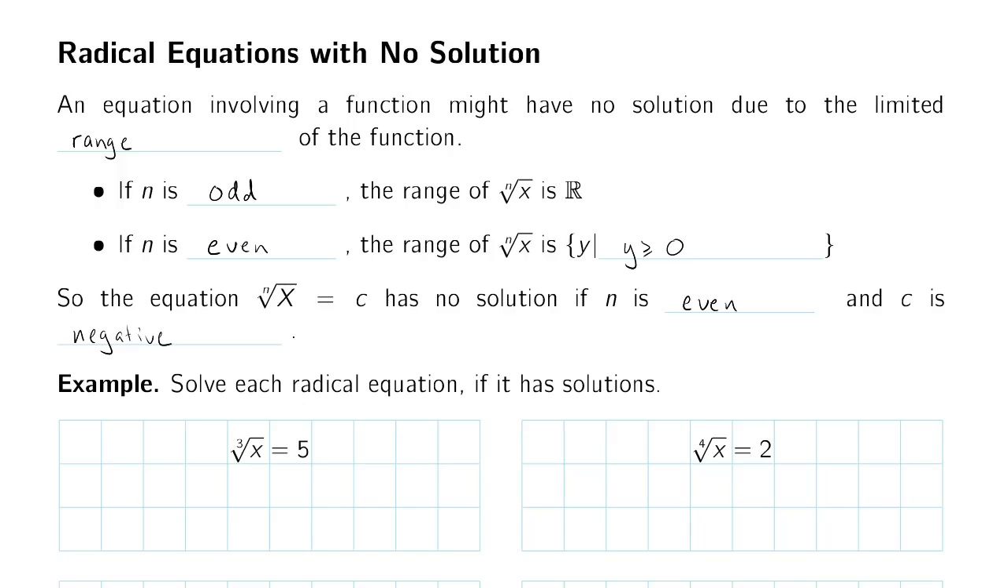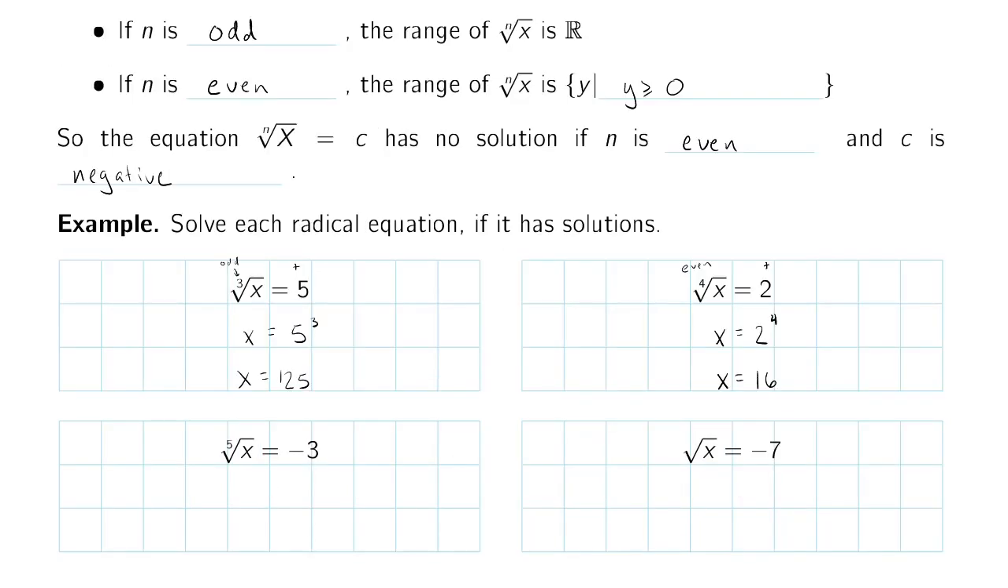So just to see a few simple examples, the third root of x is 5, totally fine. Right? This is positive, this is odd. We can write that as x is 5 to the third, x is 125. Here we have the fourth root of x is 2. That's fine. 2 is positive. 4 is even. We can rewrite this as x is 2 to the fourth power. In other words, x is 16.